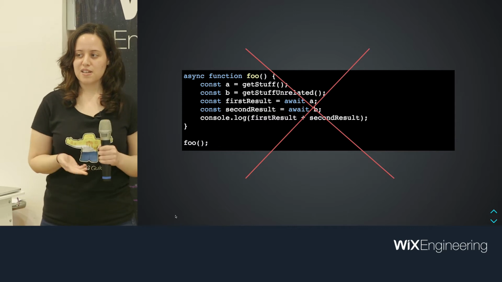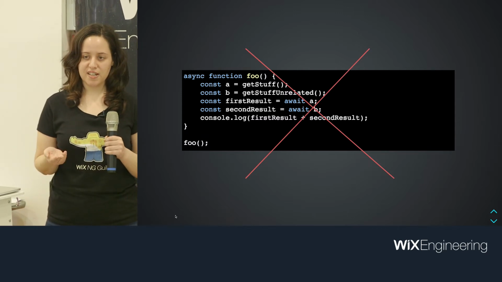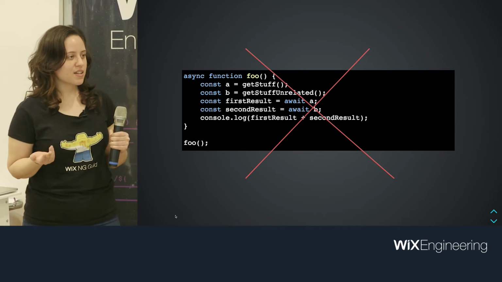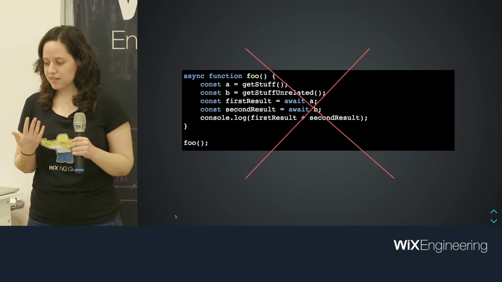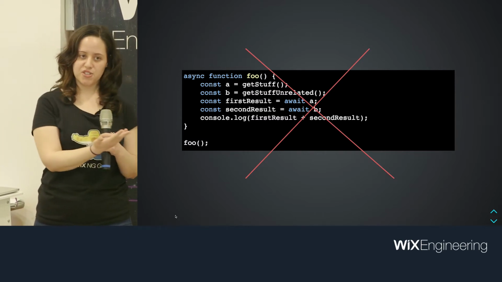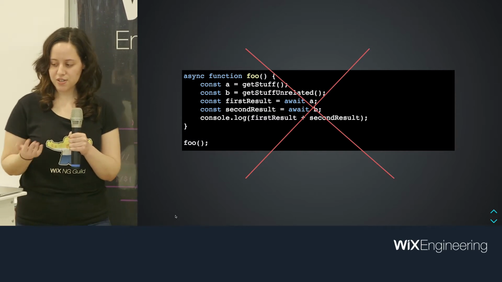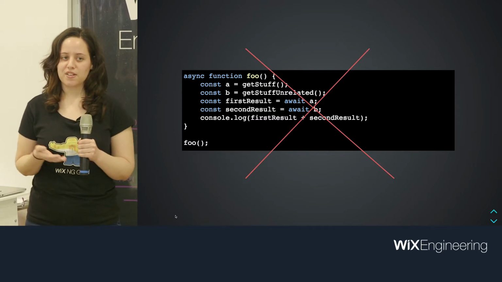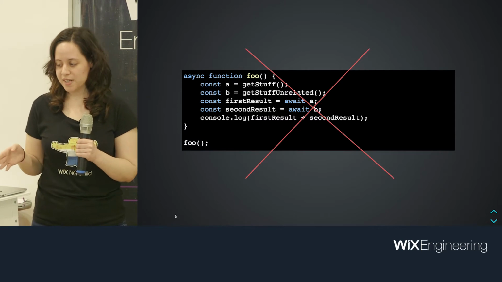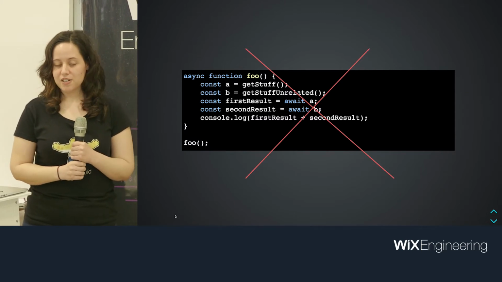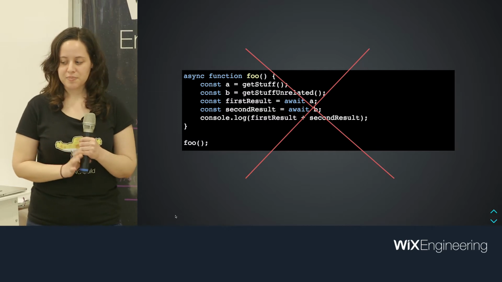Now, what happens if, let's say, both of them reject? If both of them reject, then we get to the await A, and then it rejects. So foo will reject. We will never get to the point where we are awaiting on B, so we will never handle B. So we'll get an unhandled rejection, and you'll get a console error, and that's not good.